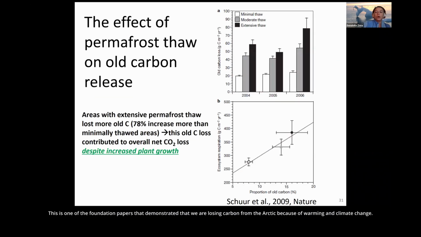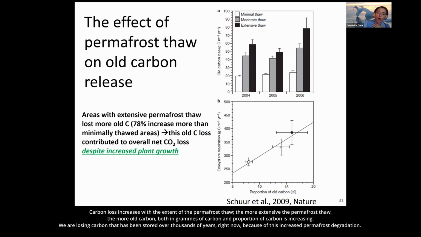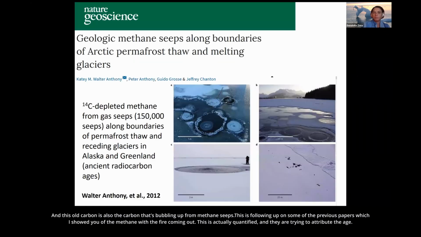So this has been shown as a way, this is one of the foundation papers that actually demonstrated we are actually losing carbon from the Arctic because of warming and climate change. The carbon loss increases with the extent of the permafrost thaw. So the more extensive the permafrost thaw, the more old carbon, both in grams of carbon and proportion of carbon, is increasing. So we are losing carbon that has been stored over thousands of years right now because of this increased permafrost degradation.